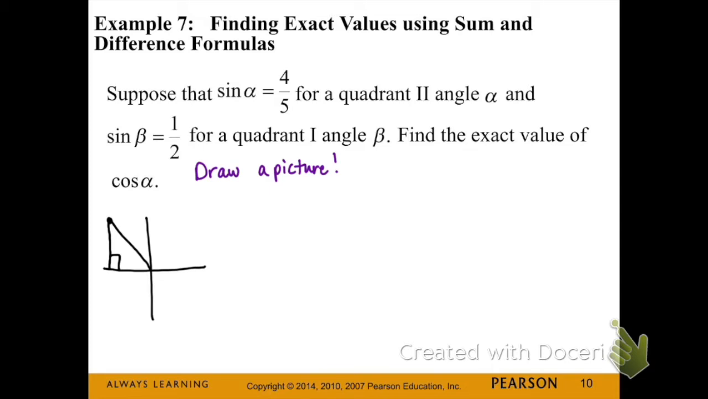So first of all, I drew my triangle in quadrant 2. This is where alpha is. It's my reference angle. I know that sine is opposite over hypotenuse, so I'm going to label the opposite side of my triangle as 4, and the hypotenuse is 5. Now, in order to find cosine of alpha, I'm going to need to know what x is. So using the Pythagorean theorem, or maybe you can just look at it and you might know what it is already, we're going to solve for x.